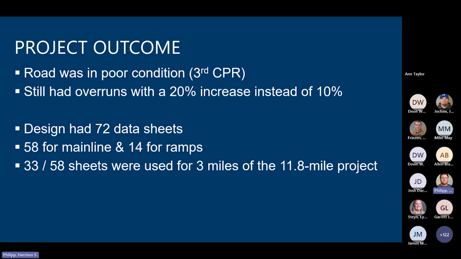Because of the condition and the number of spalls we had, we added a 20% increase to all the quantities instead of the normal 10%. And even with that percentage increase, we were still experiencing a lot of overruns, which will be mentioned in the next presentation. As far as the plan sheets, we had 72 data sheets. 58 of those were mainline and 14 were ramps. Out of the 58, 33 sheets were used for just 3 miles of the interstate, which was an 11.8-mile project. So that should give you a little bit of representation of the road condition.